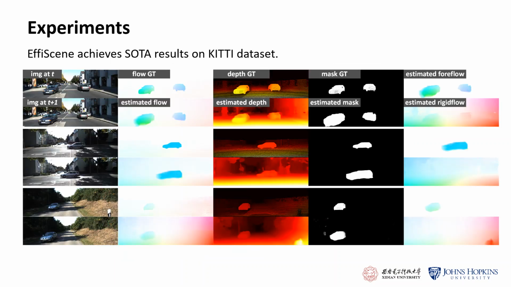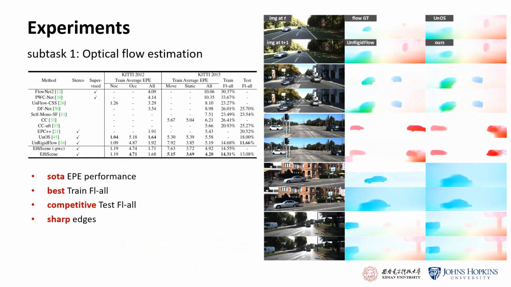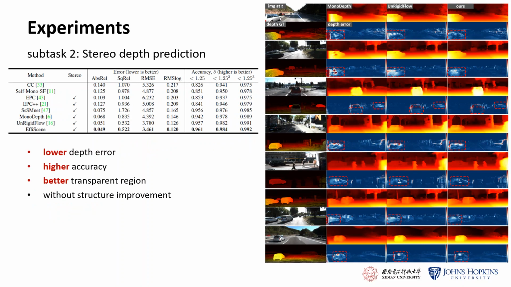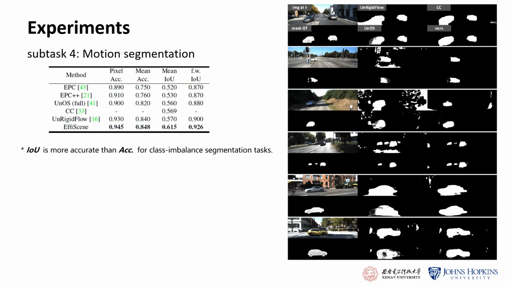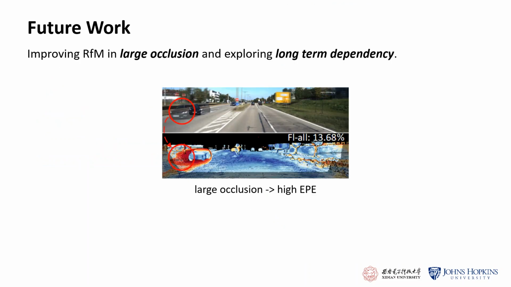Extensive experiments conducted on the KITTI benchmark showed that EffiScene could compete against state-of-the-art scene flow methods in all 4 subtasks: optical flow estimation, stereo depth prediction, visual odometry, and motion segmentation. In our future work, improving RFM in large occlusion and exploring long-term dependency will be the next goal. Thank you.